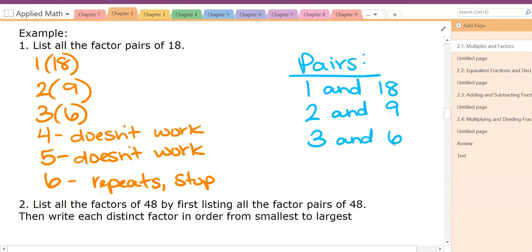So you guys do the next one. Find the factor pairs for 48. Do exactly what I did. Start with 1 times 48, 2 times, and keep going. Find all the pairs. And I'll give you a hint, you should have 5 total pairs.